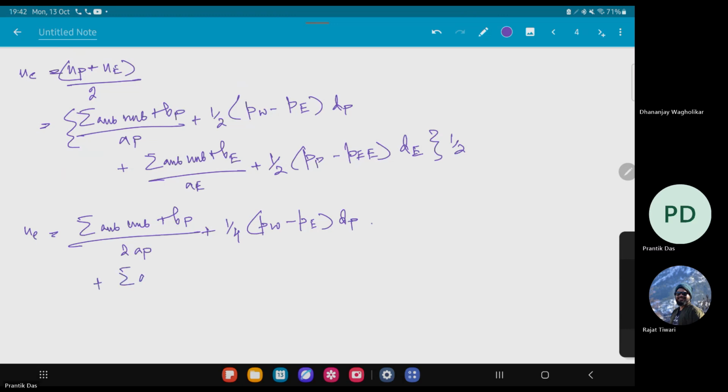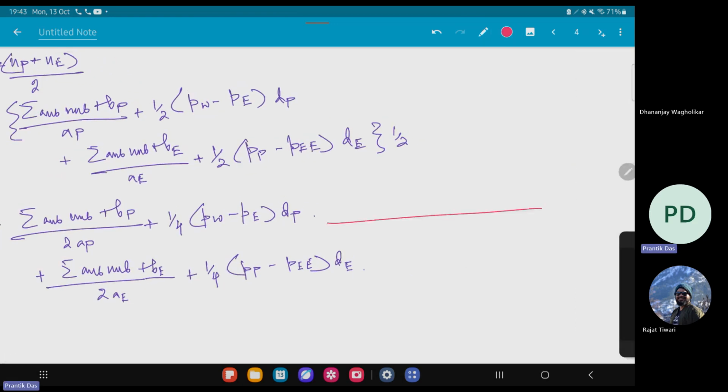So plus of ANB UNB divided by 2 of AE, and this one is BE plus one-fourth of PP minus PEE, DE. As I've said earlier, for example, if there is a checkerboard kind of arrangement where this one is 10, this one is 100, and this one is 10 again. So this one is P, this one is E, this one is W, and this one is EE, which is 100 again. So this term will be PW minus PE.